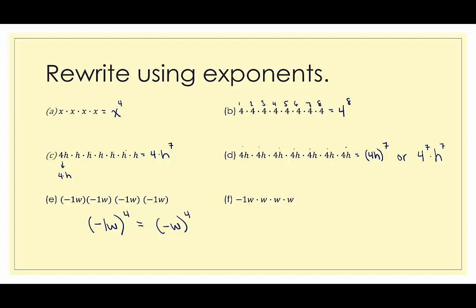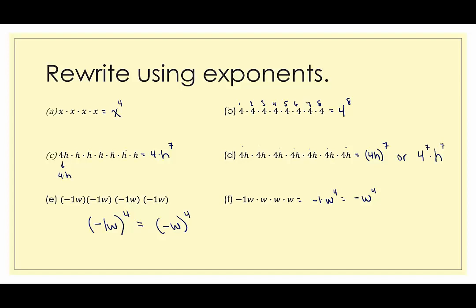However, in letter F, what's the thing that's being repeated? In letter F, it's just the w, right? There's just that 1 factor of negative 1. So in this one, there's a w being repeated 4 times, and then it's being multiplied by negative 1. And again, we don't need to write the 1, so we could say negative w to the 4th.